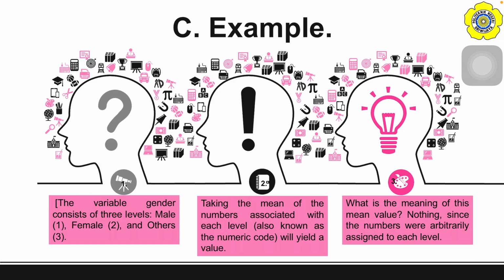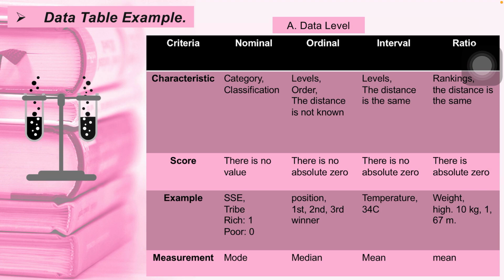The example is the variable gender consists of 3 levels, right? For example, male is 1, female is 2, and the others, we don't know yet, is called 3. Then we take the mean of the numbers associated with each level, also known as the numeric code, and it will yield a value, or what I just told you before, that it only takes the rata-rata. What is the meaning of this mean value? Nothing, because the numbers were arbitrarily assigned to each level, so we are only taking the rata-rata for each level. Okay, go on to the next slide.